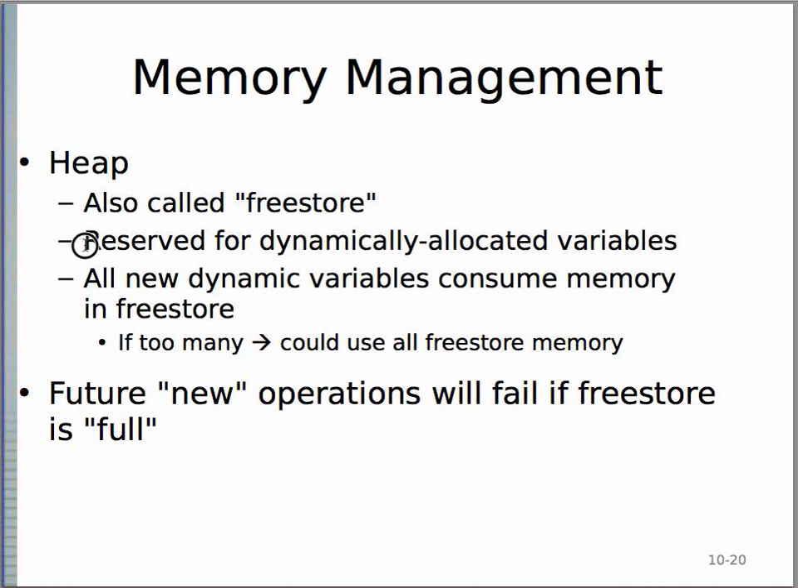Okay, so the heap is reserved for dynamically allocated variables. Every new dynamic variable that you allocate using new will consume some memory in free store. And if you have too many of those, you could end up using all of free store memory. So earlier on I said, if you call a certain function that allocates 40 bytes at a time, and you call it 100 million times, that might be more than your complete system can have access to.